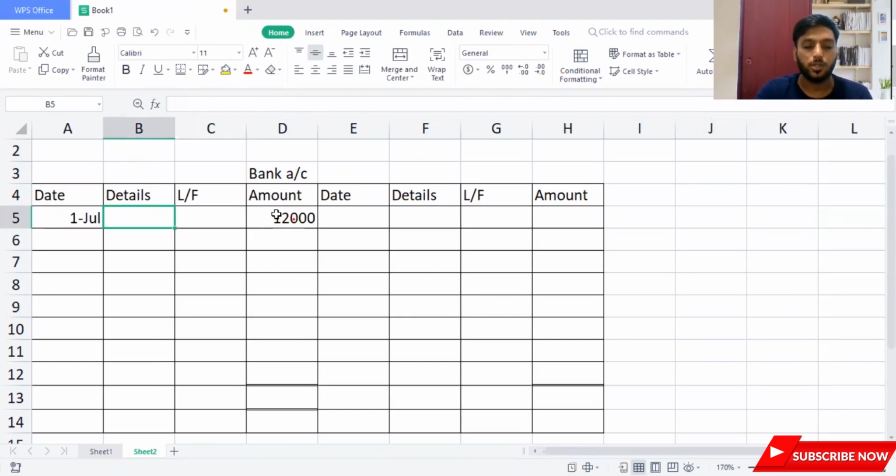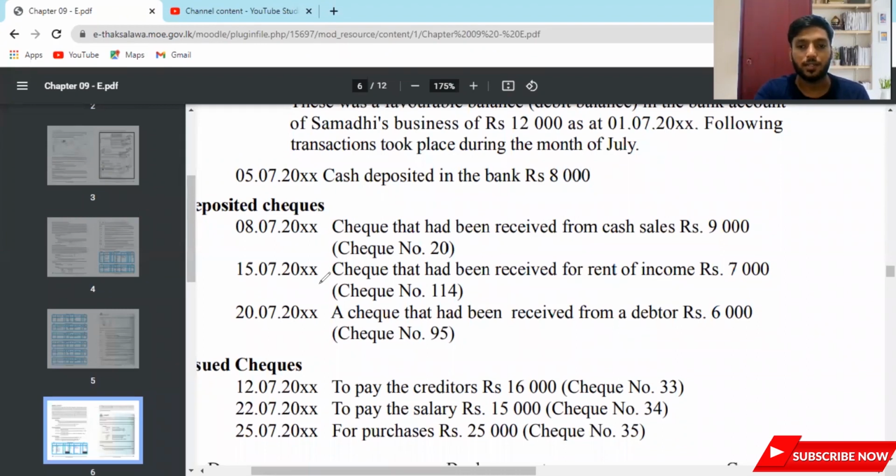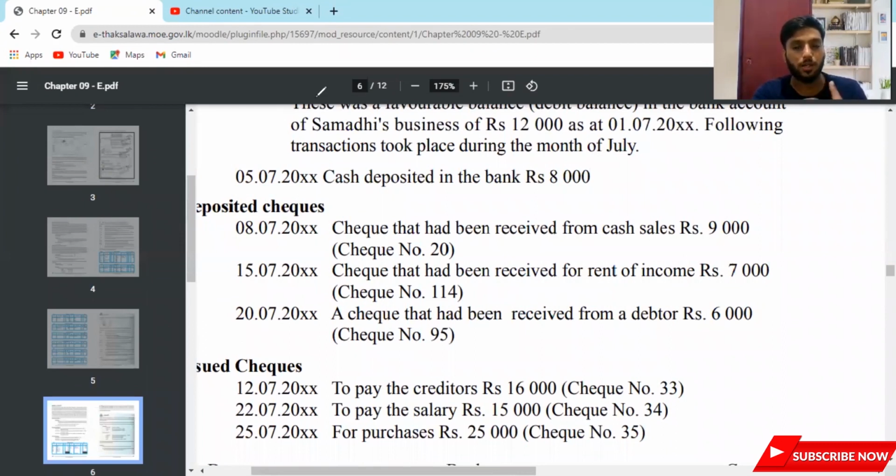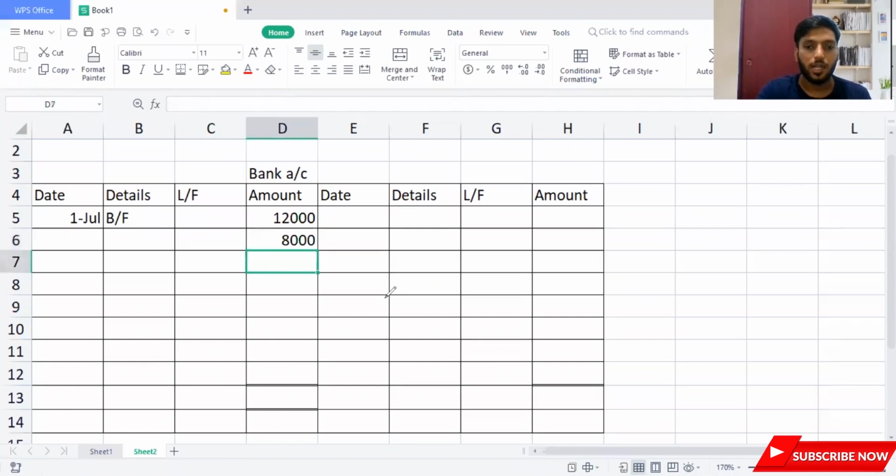After recording this 12,000, I'm going to write the details. It's going to be brought forward. Right, brought forward. So I have written brought forward. You don't have to write brought forward. Then they have given cash deposited in the bank, rupees 8,000. So they're asking to record the cash in the bank. So cash account will become credit, and bank account will become debit. So I'll write here 8,000. And I'll write the date 5th July. So it's cash. I'm not drawing up a cash account, just showing how this bank account works, and I'm going to represent how this overdraft is going to actually work.